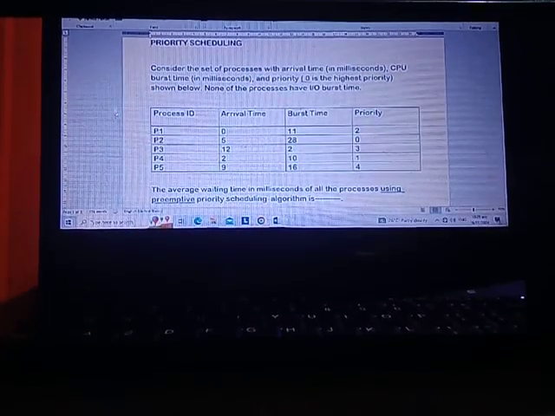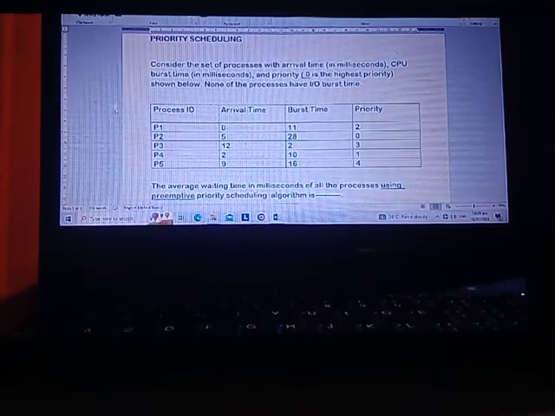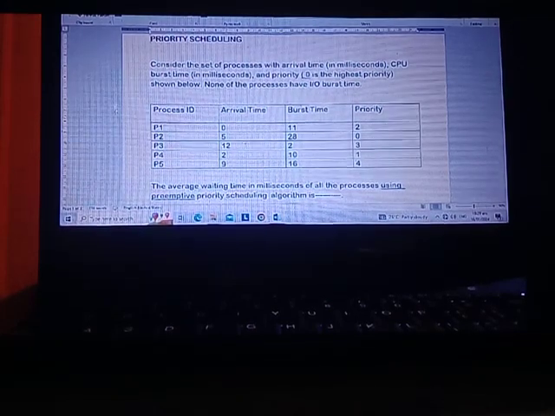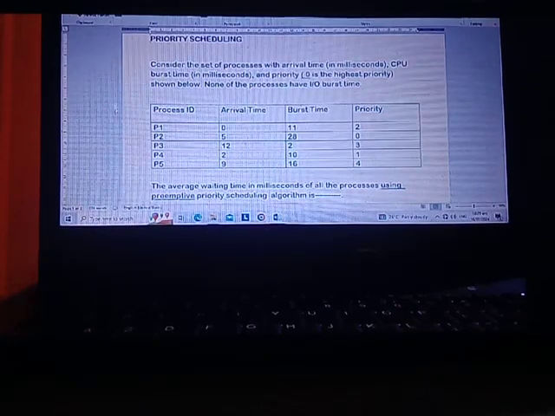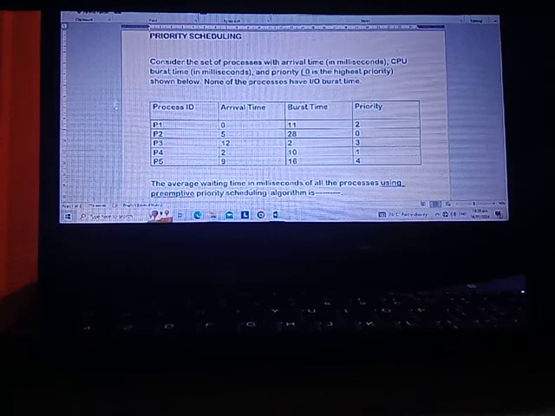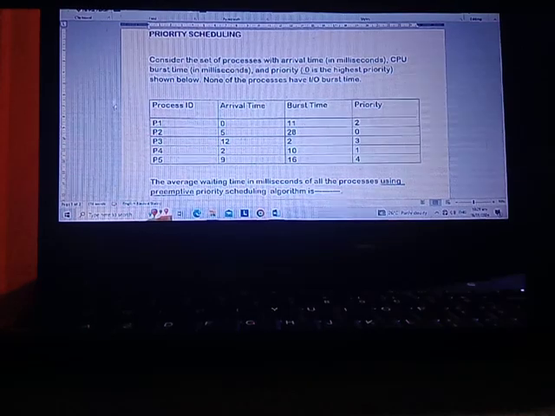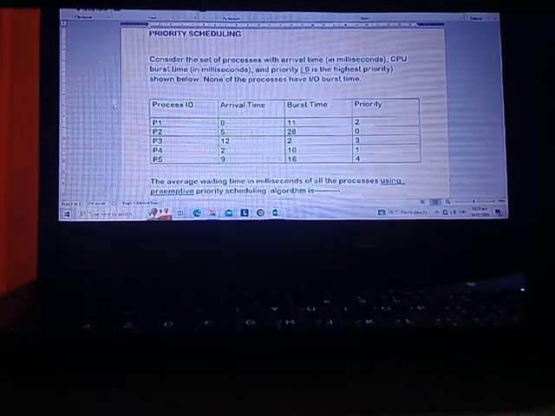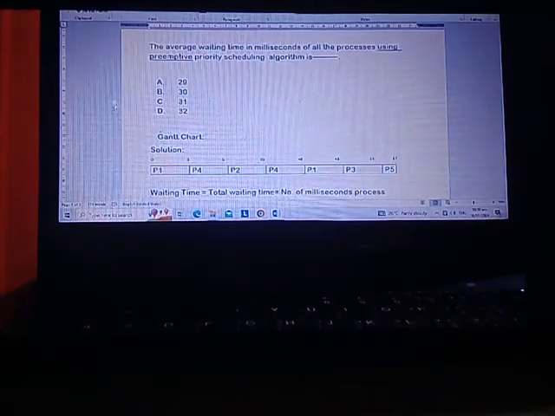Alright, so given this information, we are to calculate the average waiting time in milliseconds of all the processes using the preemptive priority scheduling algorithm. So we need to assume that the CPU is following a preemptive priority scheduling algorithm, and then find the average waiting time for this set of 5 processes. That is what we are asked, and we are given 4 options: A 30, B 31, C 32, and D 33.